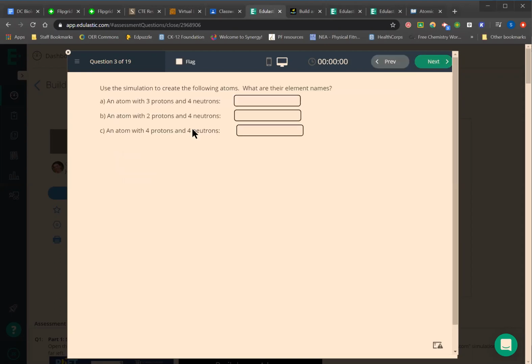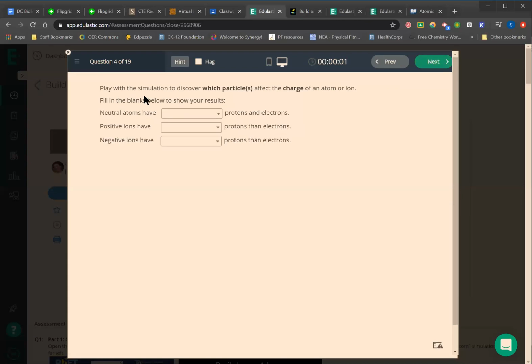You get the idea. Use the simulation to create the following atom. So go back and play with it. Do an atom with 3 protons and 4 neutrons and see what name it gives you. 2 and 4, see what name it gives you. Type it in. 4 protons and 4 neutrons, see what name. See what you learn by doing this. Okay, so the neutron number stays the same in each of these, but the proton number changes in each of these. And let's see how that affects the name of the element. Play with the simulation. Which particles affect the charge?